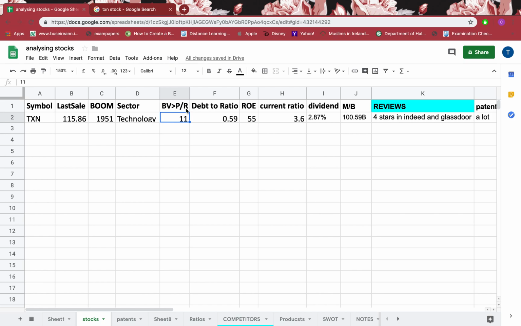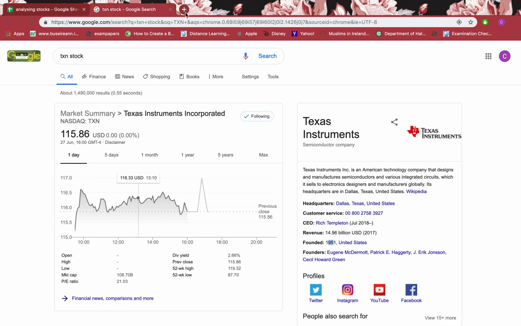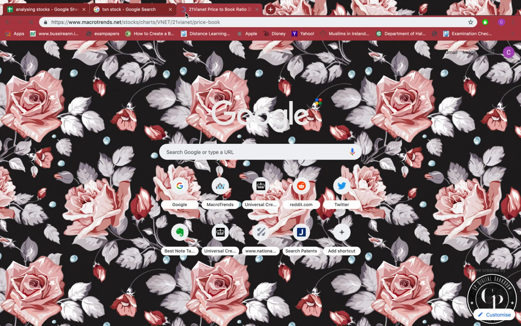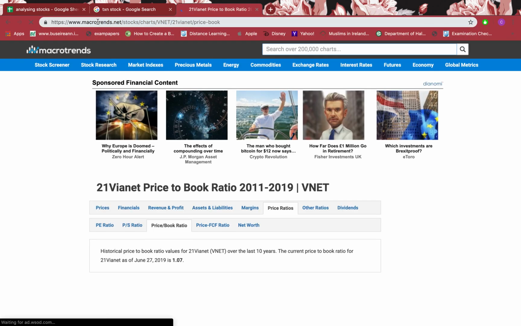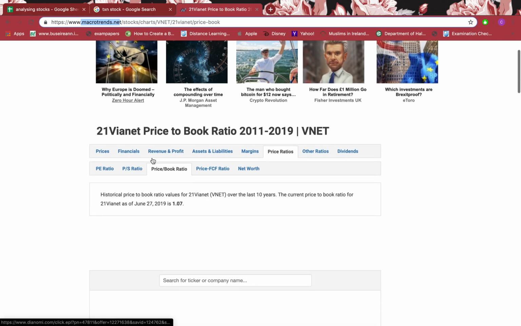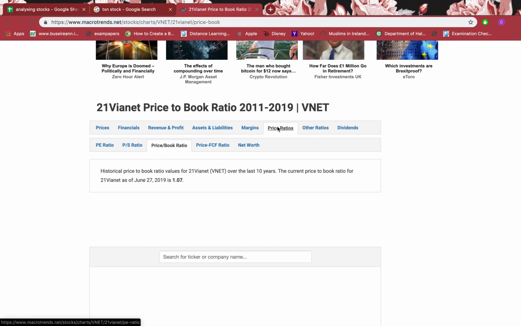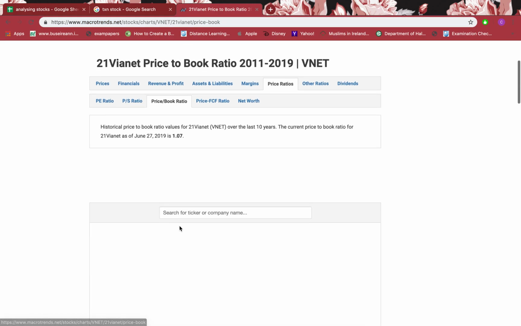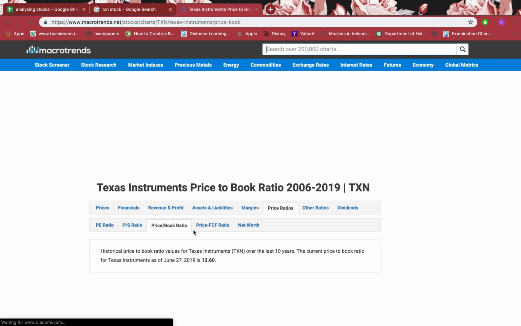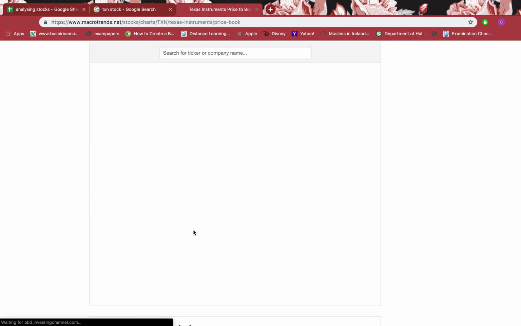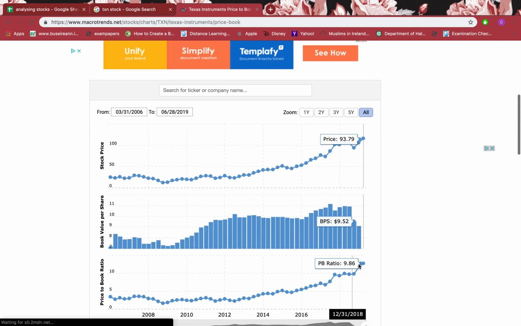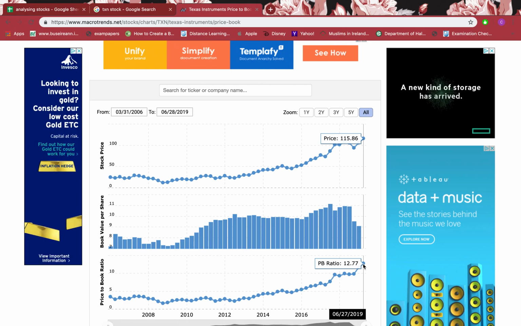And then there are a few ratios that you need to consider. It depends what you use. I use Macrotrends website, which is here. Then I just click on price ratios, I click on price book ratio, and I just paste the symbol, or if you know the name, that's good. Click it here and it will show you the price book ratio, which is right now 12.77.